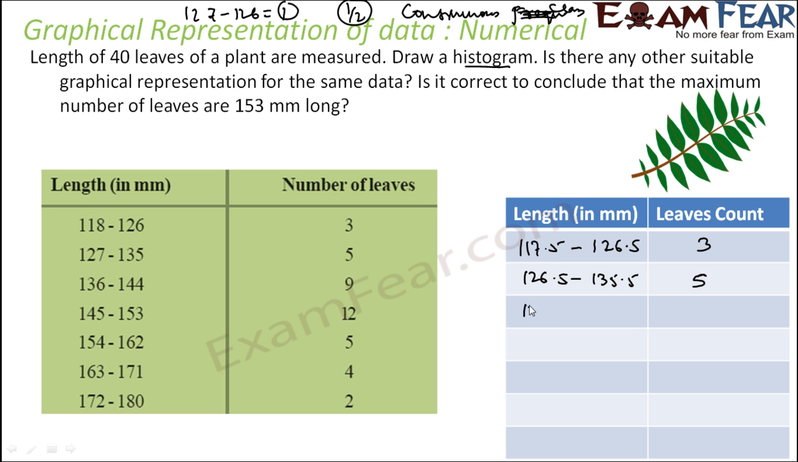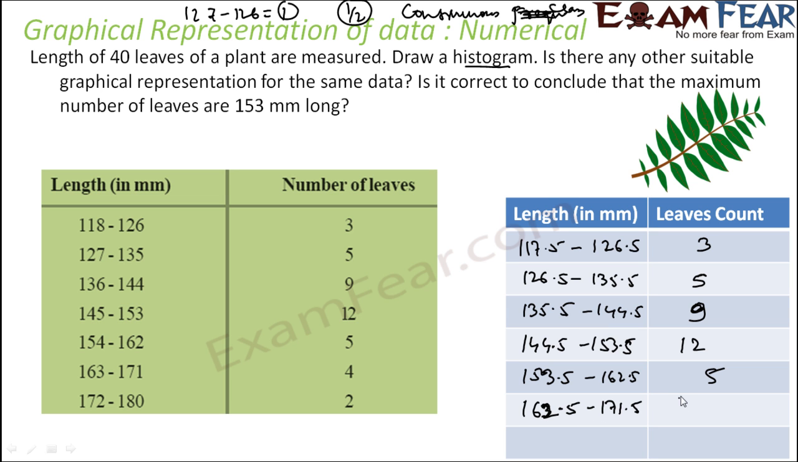Similarly, 136 becomes 135.5 and 144 becomes 144.5, the value was 9. Similarly, 145 becomes 144.5 and this becomes 153.5, and the value is 12. Similarly, 154 becomes 153.5 to 162.5, and the value is 5. Similarly, 163 minus 0.5 becomes 162.5 to 171.5, the value is 4. Similarly, 172 becomes 171.5 to 180.5, the value is 2. So we can discard this table.